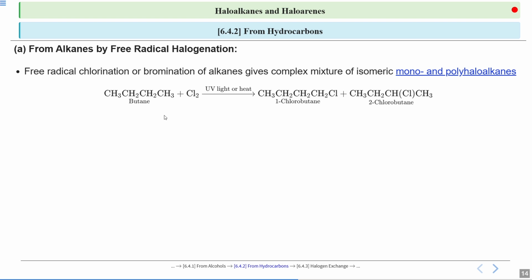So basically free radical halogenation happens in several steps. First of all, you are going to give the UV light or the heat to the chlorine molecule to convert it into free radicals. You will get two free radicals of chlorine from this. Then the propagation step will happen, where the alkane is going to react with one of the radicals of chlorine and produce hydrogen chloride plus the alkyl free radical.